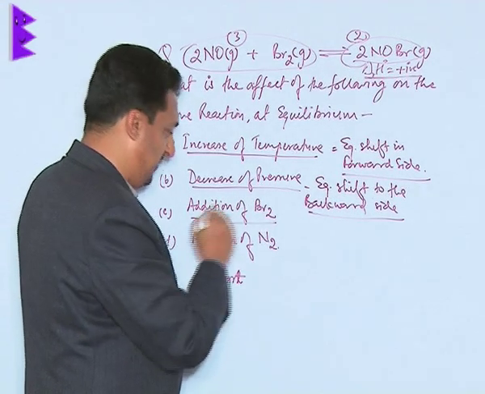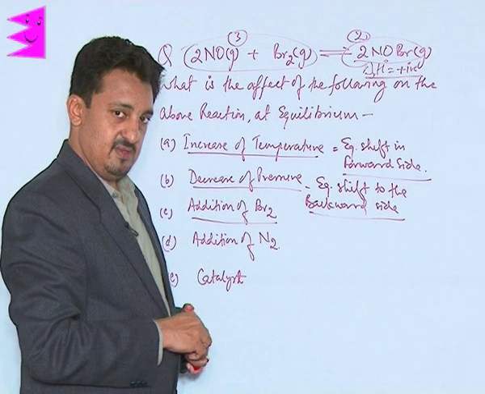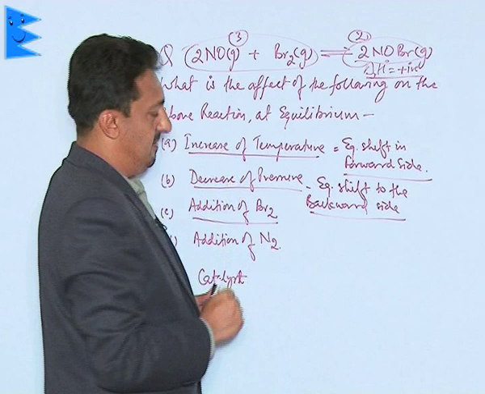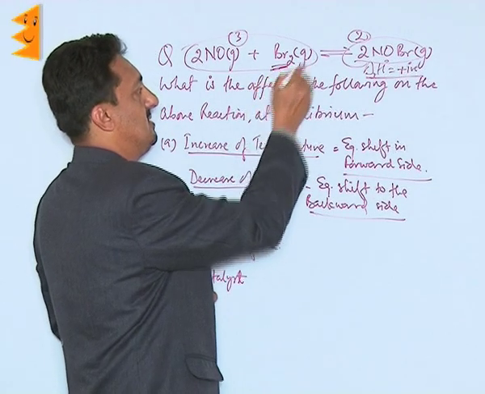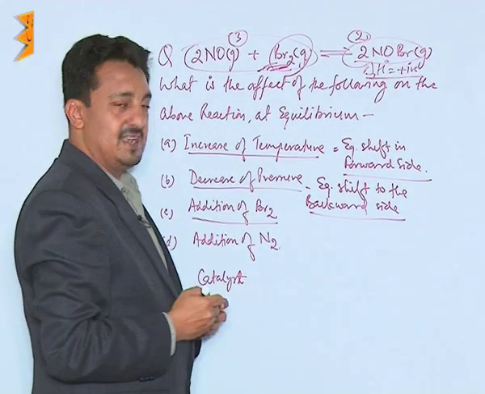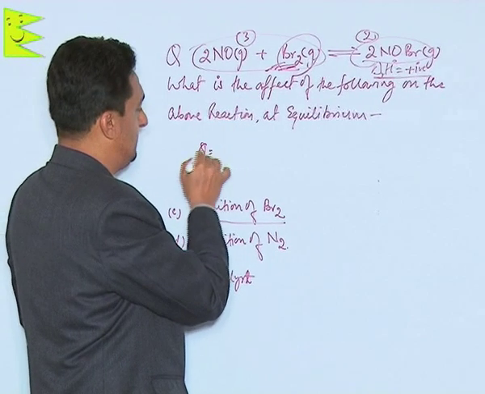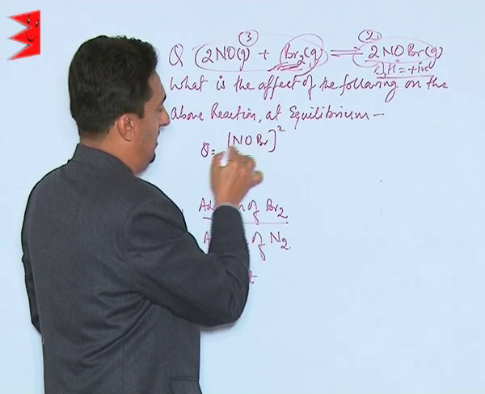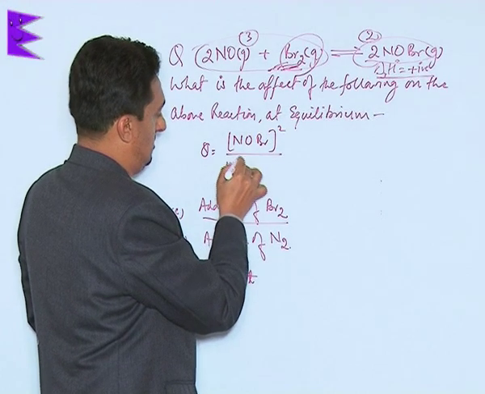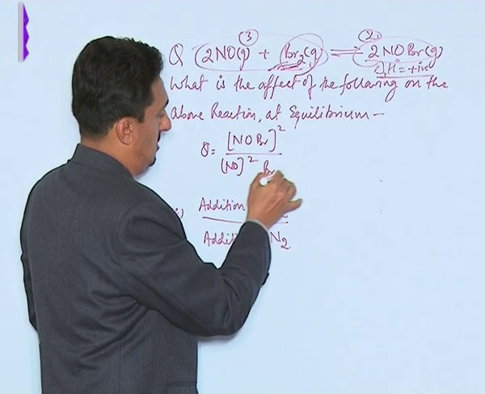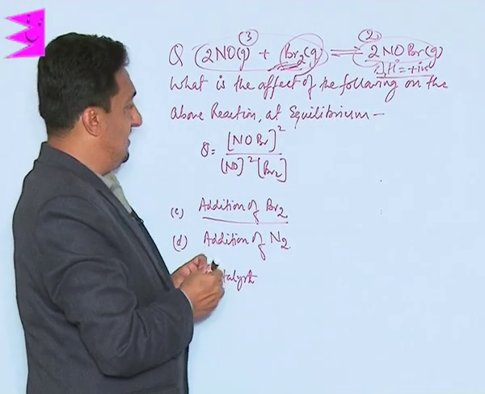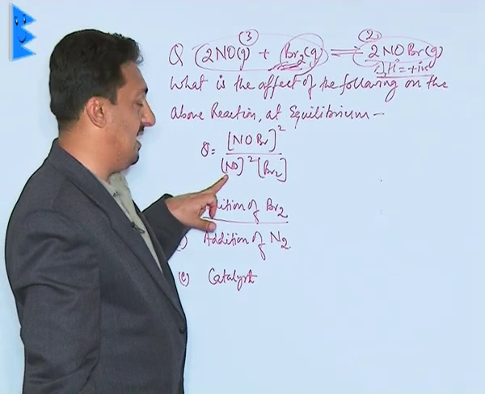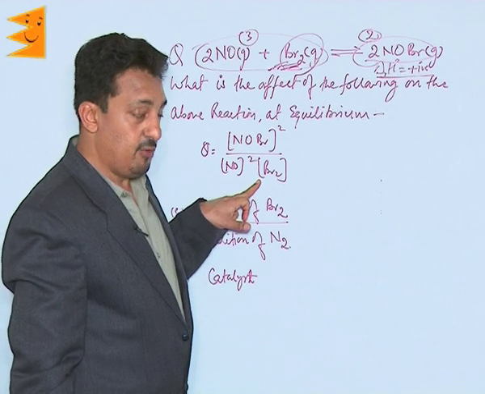Let us take the third factor, addition of bromine. So it's the effect of concentration. Now if the system is at equilibrium and we are introducing this reactant, how can we write the Q for this? It will be the reaction quotient for this. It will be like this. Isn't it? So this is the reaction quotient. It's the square of the nitrosyl bromide concentration upon the square of the nitric oxide concentration into the bromine concentration.